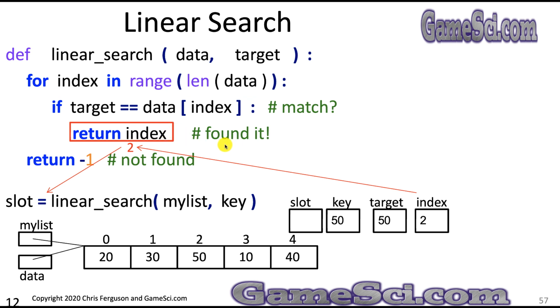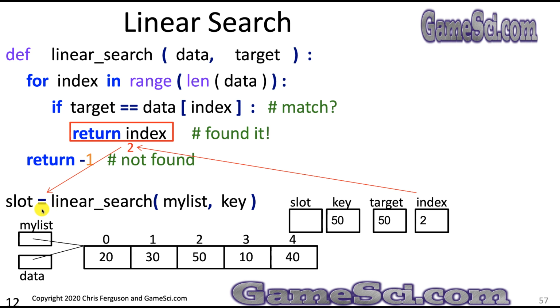Return index. We found it. Woohoo! But we're not returning 50. That was our target. We're returning the position in the list of 50, which is index. 50 is located at position 2 of the list. So we take the 2 out of index and we return the 2. Who gets the 2? Whoever called linear search.